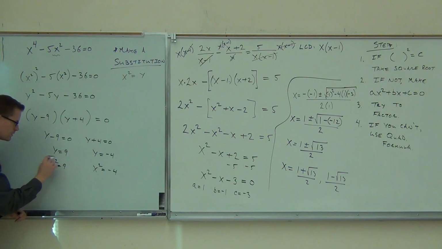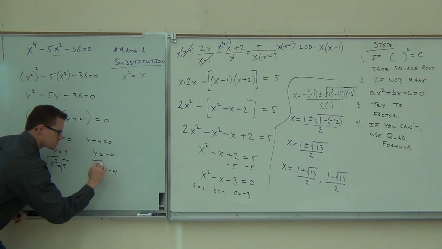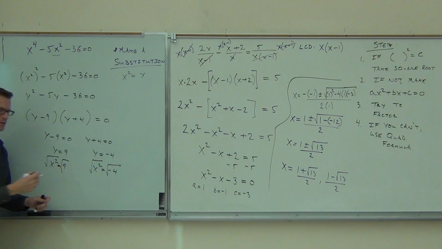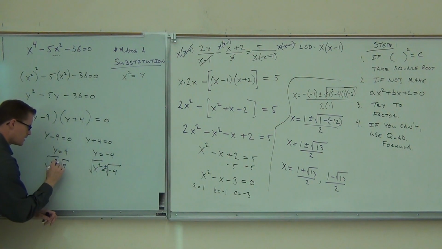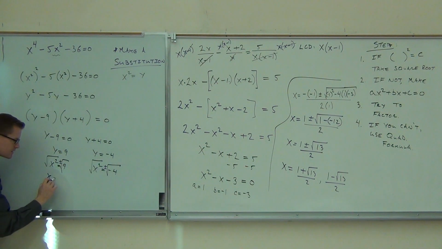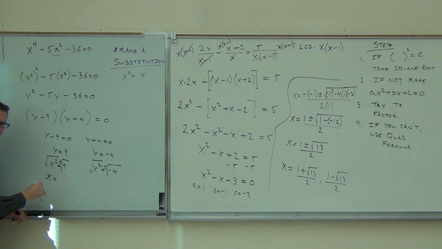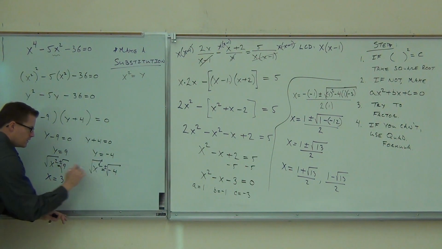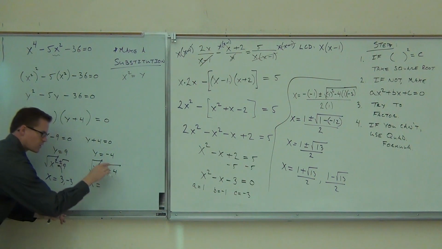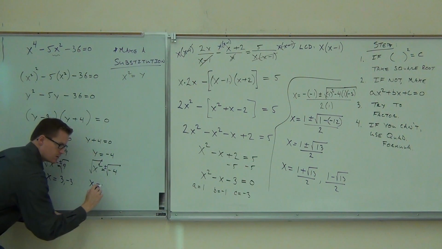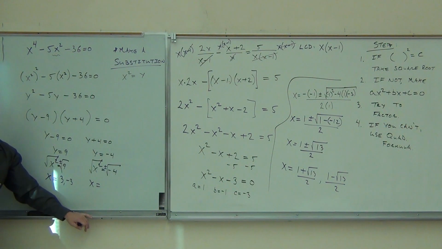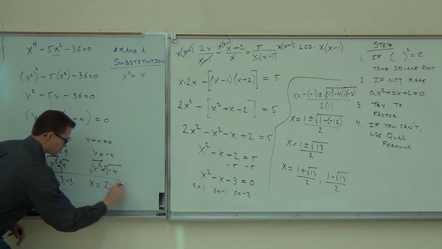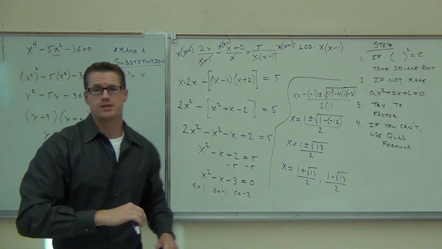How are you going to do that? Square root. When you take a square root, what do you put? Plus or minus. You must have a plus or minus. If you do a plus or minus here, you get x equals, follow me along here real quick, square root of 9 is how much? 3 and negative 3. Square root of negative 4 is? 2i. Please give me an i, right? 2i and negative 2i. There's our four solutions.